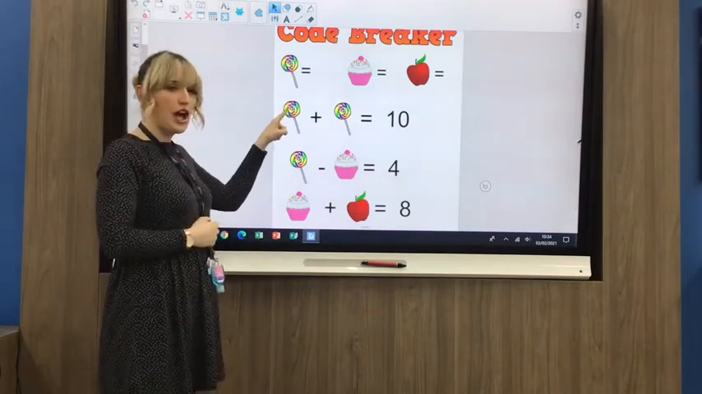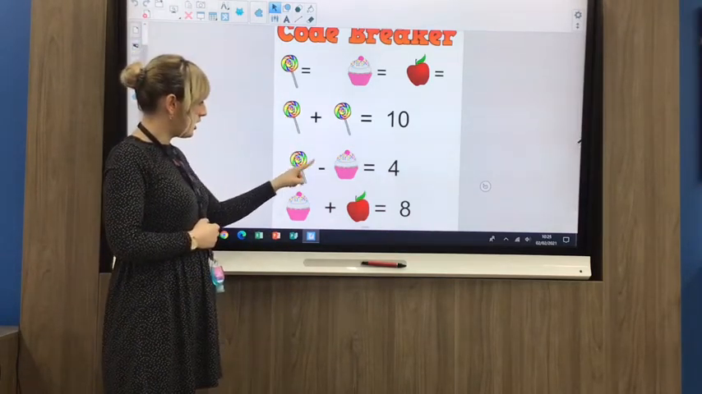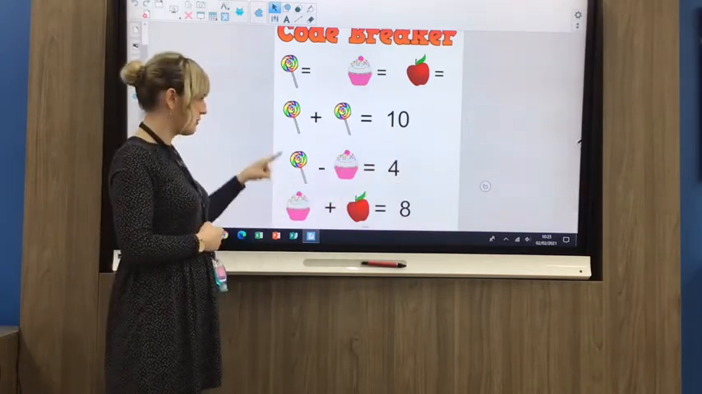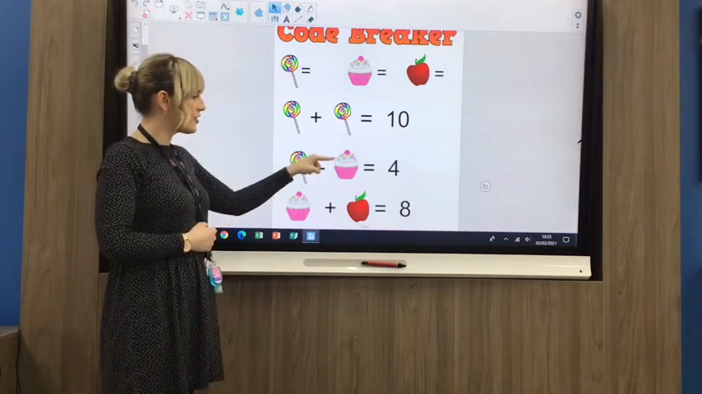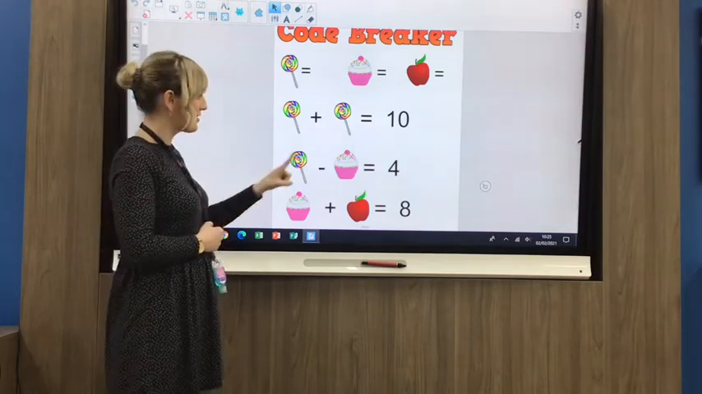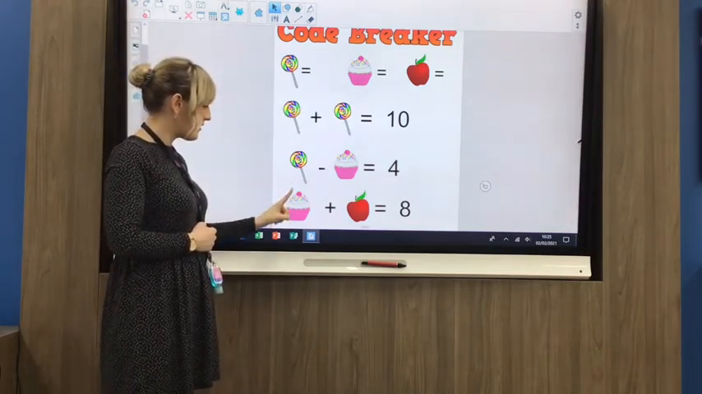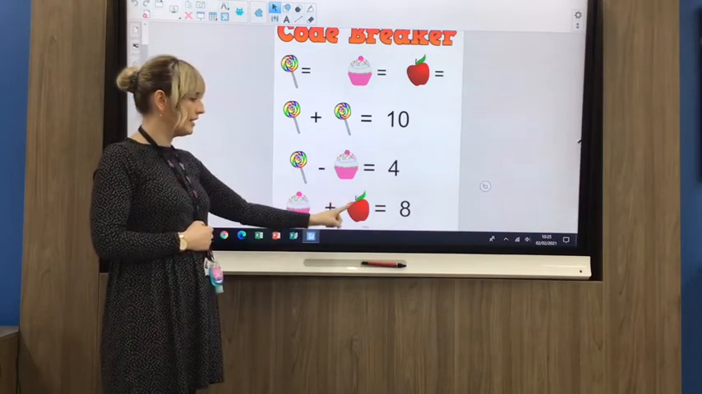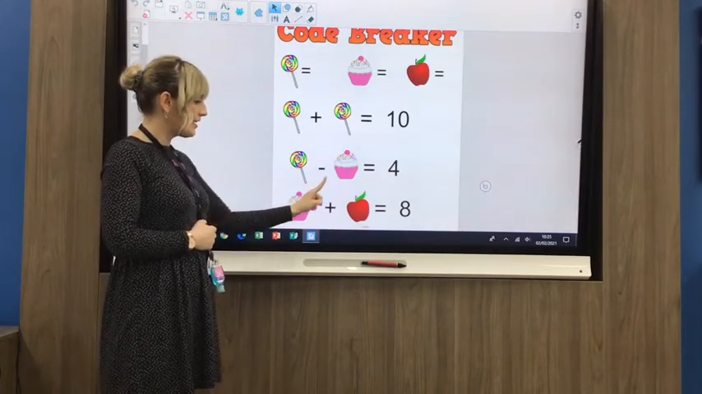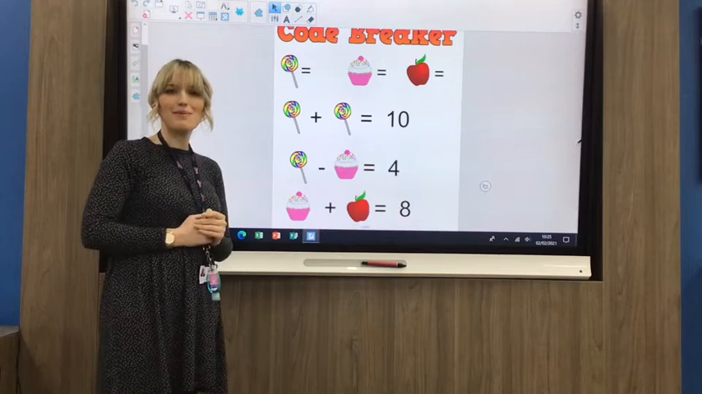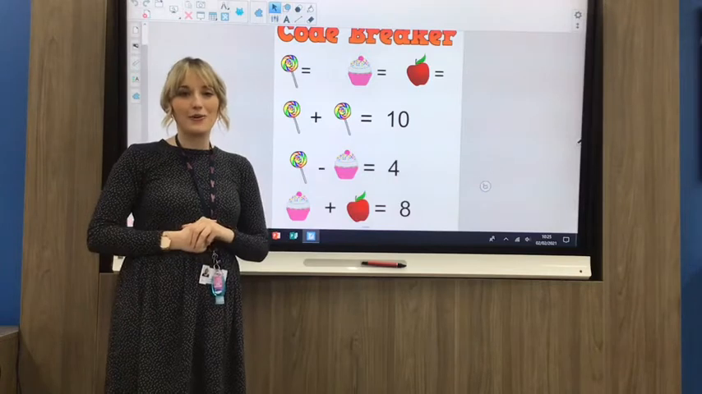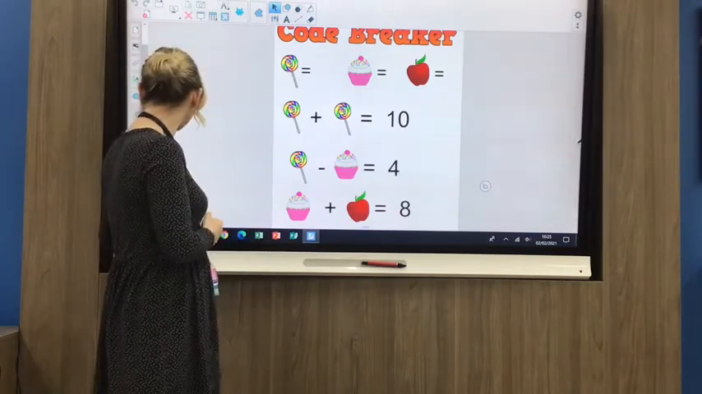Now, once you know what the value of that is, well, lollipop, take away the cupcake equals 4. So you should already know what this is. You've taken the cupcake away and you've ended up with 4. So what's the cupcake worth? So now you should have the value of the cupcake. And then you've got cupcake add apple equals 8. So using the value of the cupcake, you add the apple, it's giving you 8. You should be able to work out those values. I can't wait to see who cracks the code and works them out.